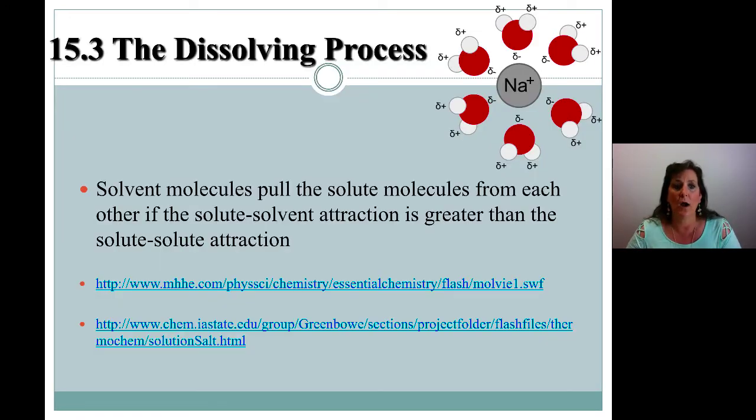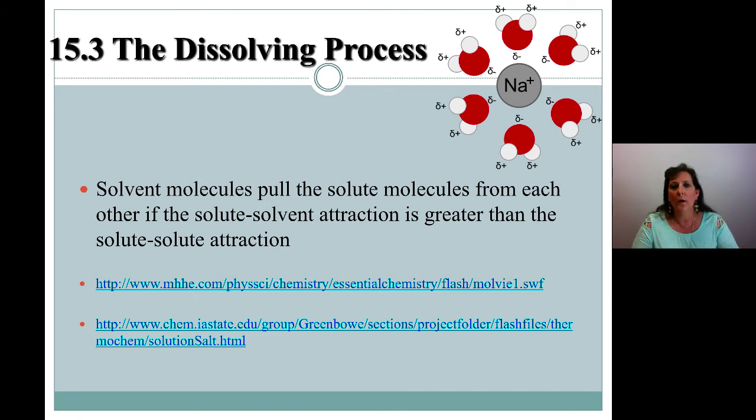All right, moving on. The dissolving process. We have a couple of movies that I want you to watch, also up on our website about dissolving. So I want you to take a look at those. And notice in the corner here, see how the sodium ion is surrounded by water molecules? But sodium is a metal, so it's positively charged. It's a cation, so sodium is +1. And then the waters have a little bit minus oxygen end and a little bit positive hydrogens.